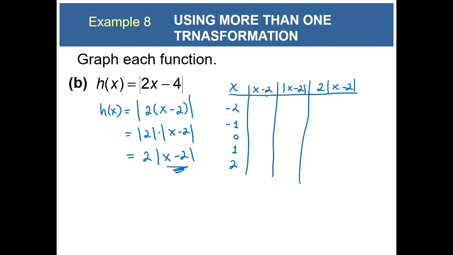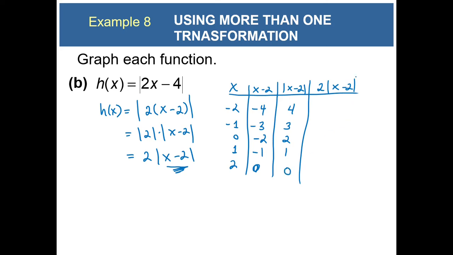Negative 2 minus 2 gives me negative 4. Negative 1 minus 2 gives us negative 3. 0 minus 2 gives us negative 2. 1 minus 2 is negative 1. And the last one, 2 minus 2, is just 0. All of these are going to be in the absolute value, so they'll all be positive. This is 4, 3, 2, 1, 0.